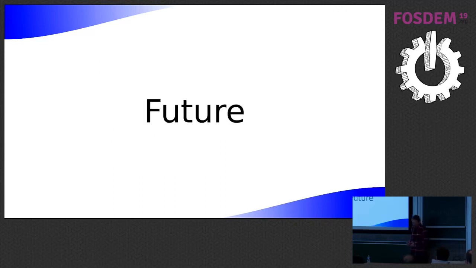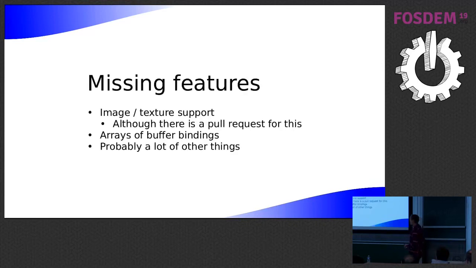So where am I hoping to go with this? It's missing quite a few features, probably. The main one, which is quite bad, is missing image and texture support. There's a pull request for this, but I just need to review it and rebase it and make that happen. Arrays of buffer bindings are also missing, because there's an issue open for it, but there's probably a lot of other things missing as well.